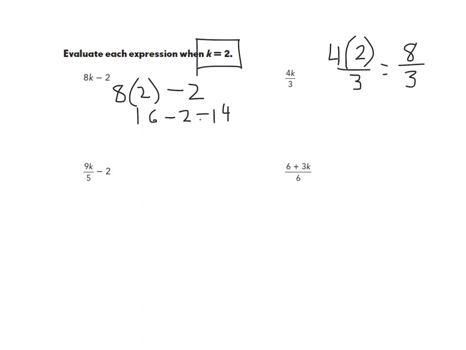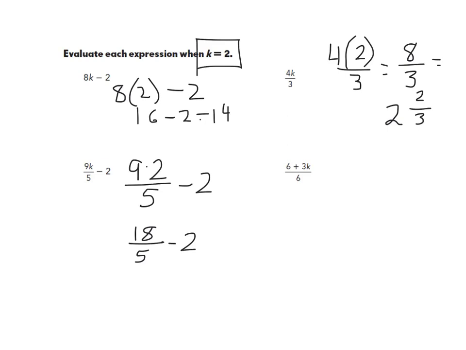I could do some division. It's going to get kind of messy, but I think I'd much rather turn it into an improper fraction, or from an improper fraction into a mixed number, and call that 2 2/3. As we try the next one, 9 times k over 5 minus 2. It's no longer 9 times k anymore. Now it's 9 times 2 over 5 minus 2. 9 times 2 is 18, and 18 over 5 minus 2. I'd probably switch that around a little bit, make it 3 3/5 minus 2, which is 1 3/5.